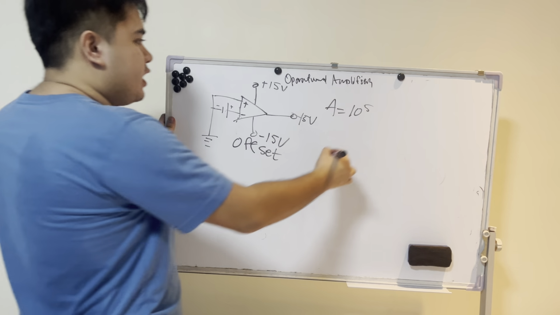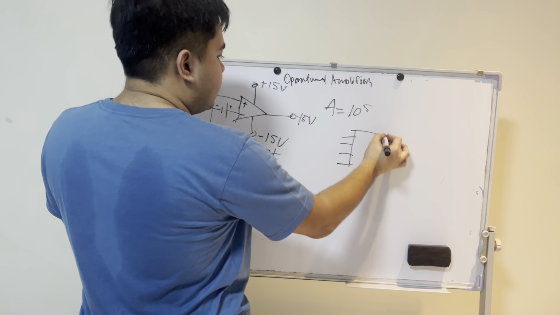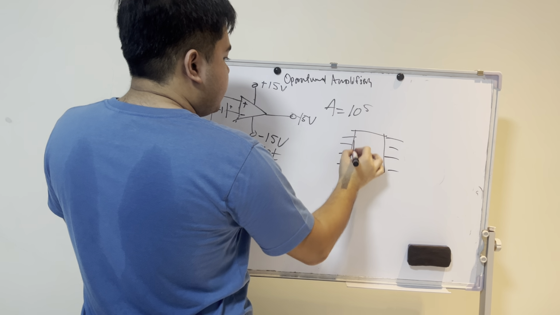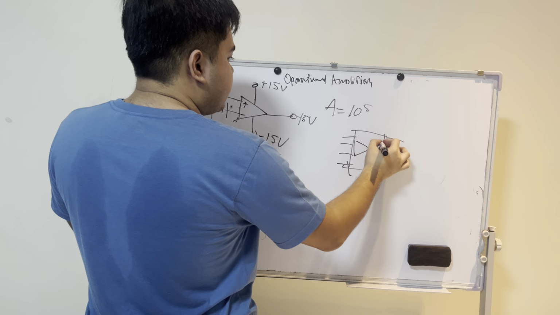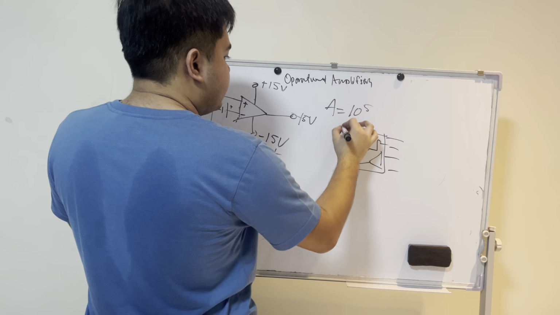That's why in ICs of operational amplifiers, there is this thing called an offset null.